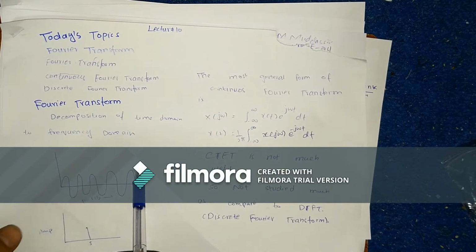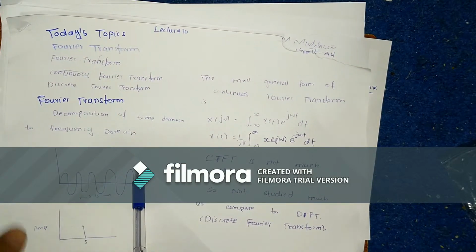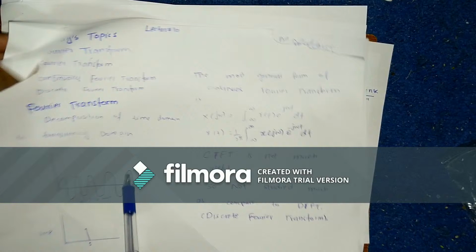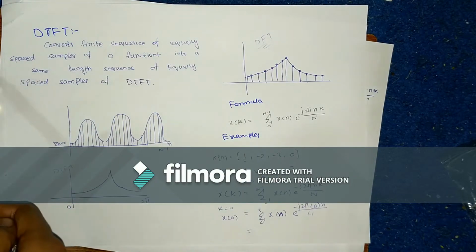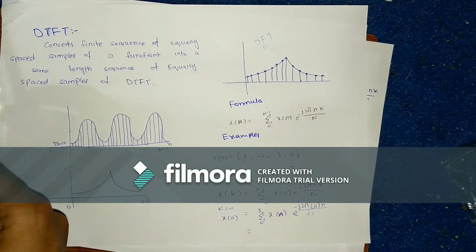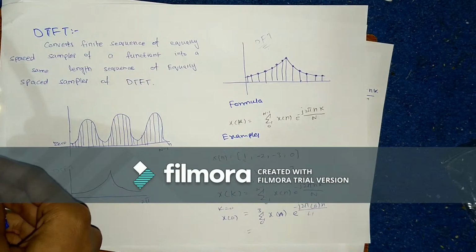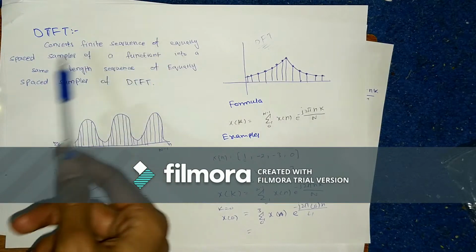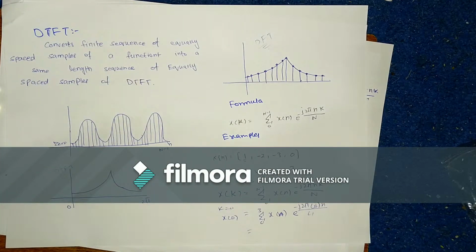Now we move on to the next page, in which we discuss the discrete Fourier transform further. What is the discrete Fourier transform? It can be defined as a transform that converts a finite sequence of equally spaced samples of a function into a same-length sequence of equally spaced samples of the DTFT.